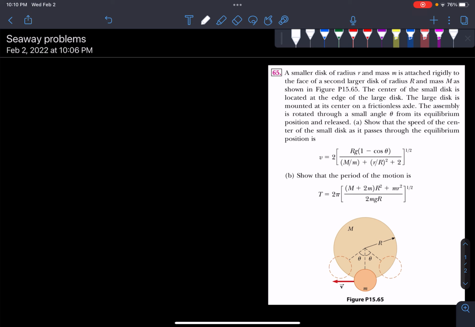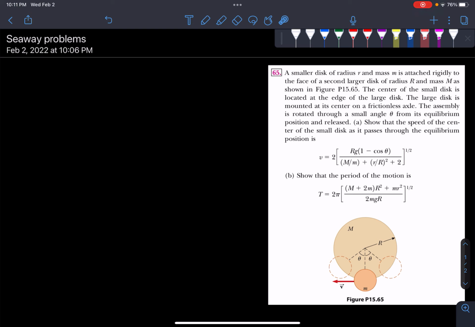So we have a smaller disk of radius r, so this disk right here, and mass m, attached rigidly to the face of a second larger disk of radius capital R and mass capital M, as shown in the figure. The center of the small disk is located at the edge of the large disk. The large disk is mounted at its center on a frictionless axle, and then the assembly is rotated through a small angle theta from its equilibrium position and released.